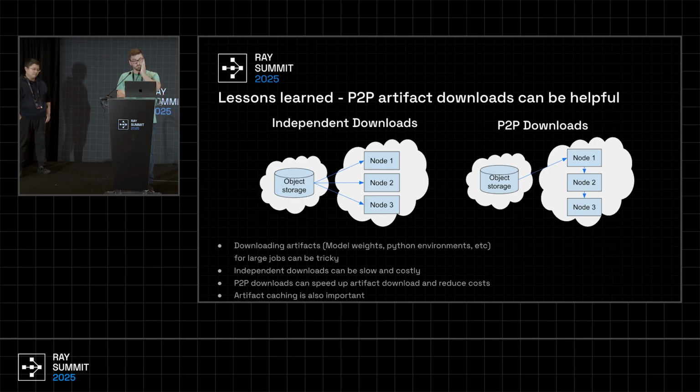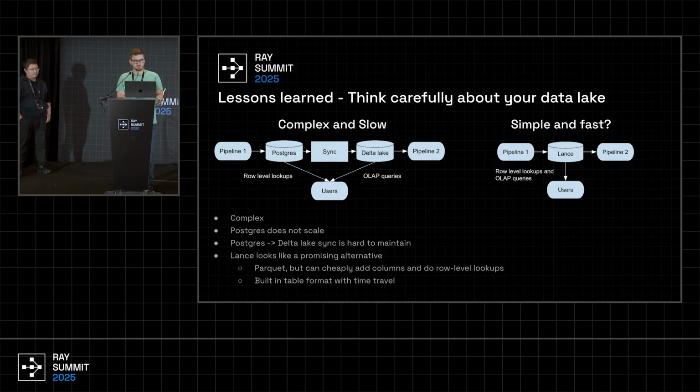So in Xenna, we've built a P2P artifact download distribution system, kind of like Dragonfly for Docker images, if you've seen that. But basically, instead of each node downloading stuff from object store independently, they will work together. And this is a simplified representation, but basically, you download from object store once, and then each node is grabbing from other nodes to get those artifacts.